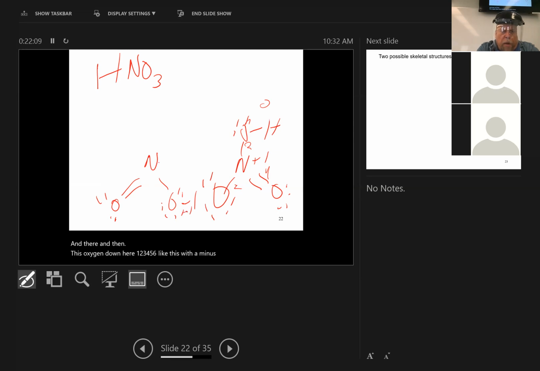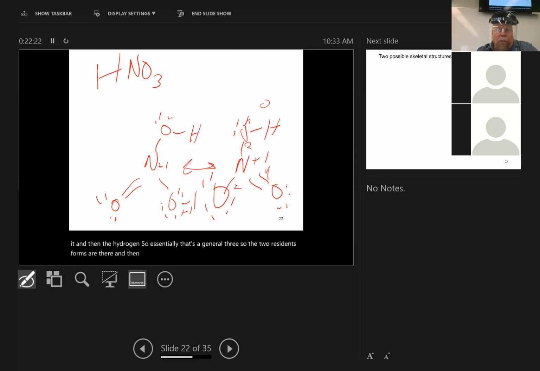there, a +1 formal charge here, and then you've got another oxygen up here with 6 around it, and then the hydrogen. So essentially, that's HNO3. So the 2 resonance forms are there, and then you put a double arrow between both of them.